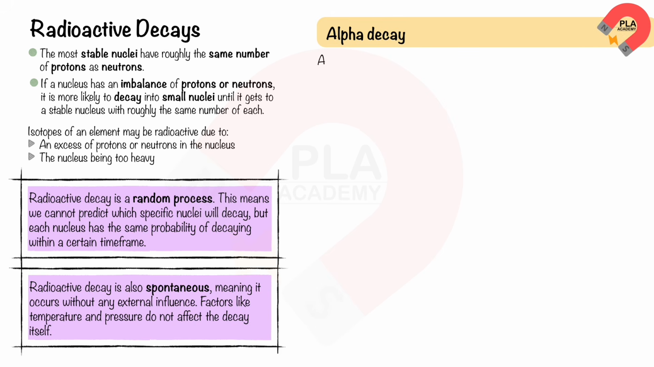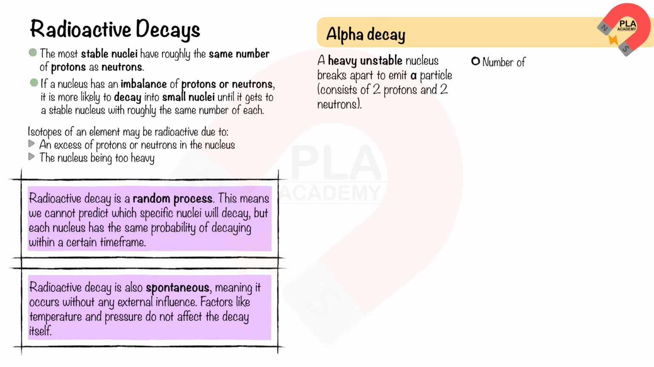Alpha decay. In alpha decay, a heavy unstable nucleus breaks apart to emit an alpha particle, which consists of 2 protons and 2 neutrons. This results in the number of protons decreasing by 2 and the number of neutrons decreasing by 2, leading to a loss of 4 nucleons overall.